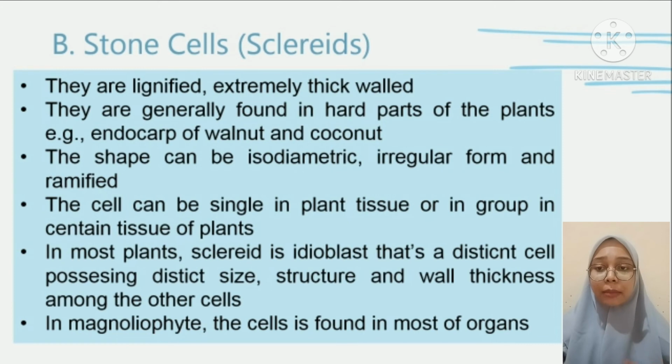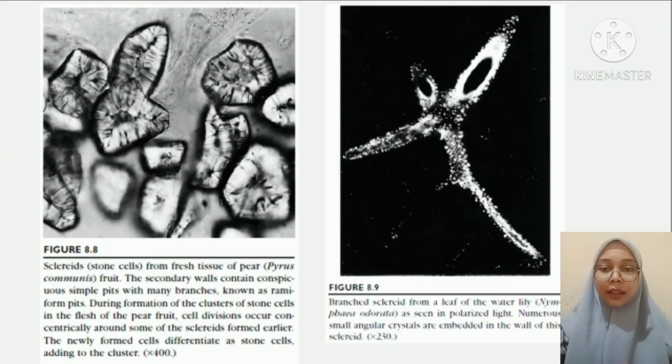And then, in most plants, a sclereid is an idioblast, that is a distinct cell possessing distinct size, structure, and wall thickness among the other cells. And last, in Magnoliophyta, the cells are found in most organs. In the next picture, there are sclereids or stone cells from fresh tissue of pear, Pyrus communis, fruit. The secondary walls contain conspicuous simple pits with many branches, known as ramiform pits.